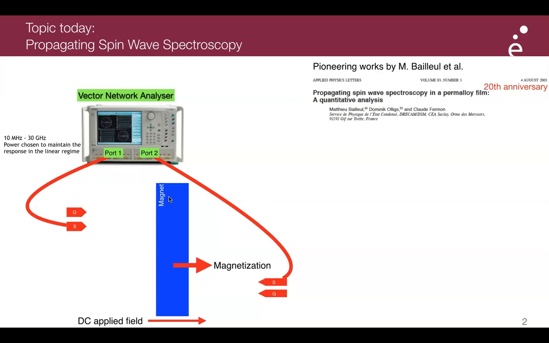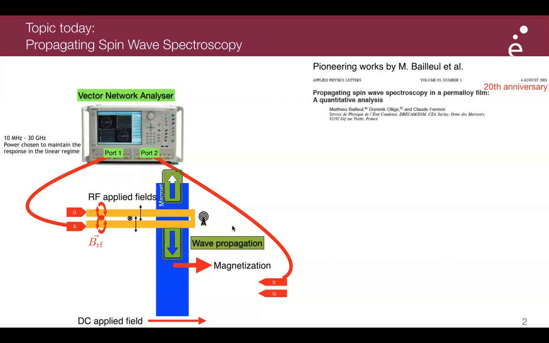So you generally apply some strong magnetic field, strong or weak, whatever it is. Then, on your magnet, you pattern radio frequency antennas, and you flow RF current in these antennas from the vector network analyzer. So this generates locally RF magnetic fields below the antenna so that you excite magnetization dynamics, and spin waves will propagate away from the antenna. You let them propagate, and you collect the corresponding signals with a receiving antenna. That's the idea behind propagating spin-wave spectroscopy.